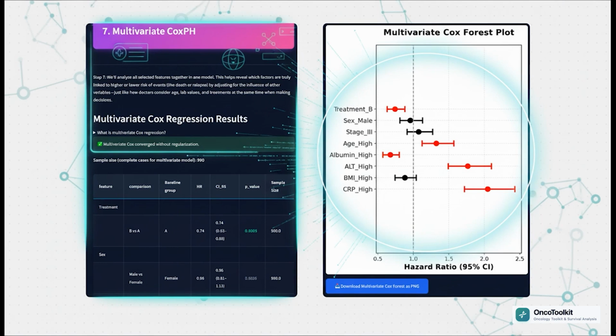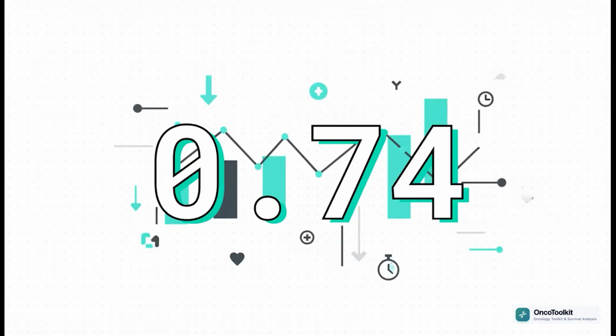This is a really powerful model that looks at the impact of our treatment while, at the same time, adjusting for all the other patient factors. And the tool gives us everything we need, the detailed table with the exact numbers, and this super intuitive forest plot for a quick visual takeaway. And here we go. This is the number we've been waiting for.